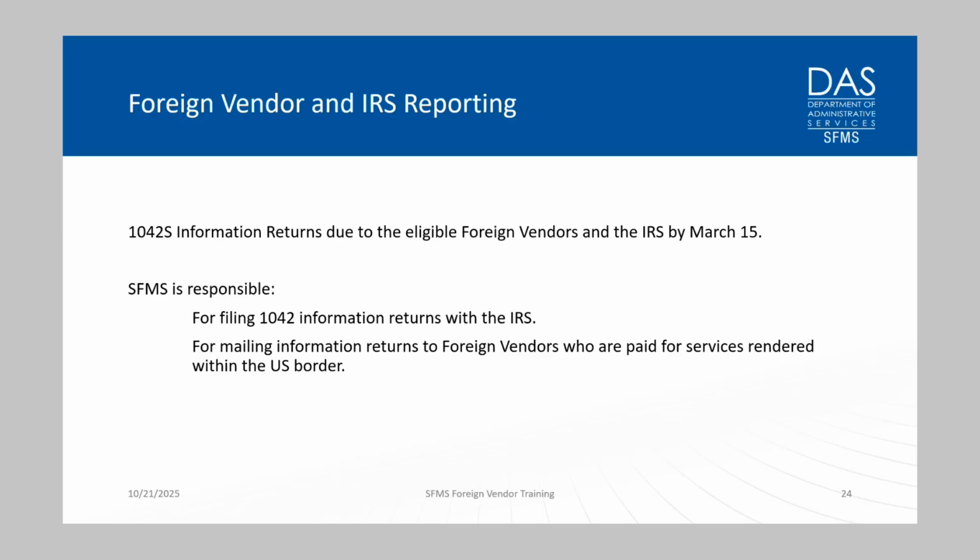Foreign vendors and IRS reporting: we will send 1042-S information returns. These are due to all eligible foreign vendors by the IRS by March 15th. SFMS's responsibility is filing the 1042 information returns with the IRS and mailing the information returns to the foreign vendors who are paid for services rendered within the U.S. border.